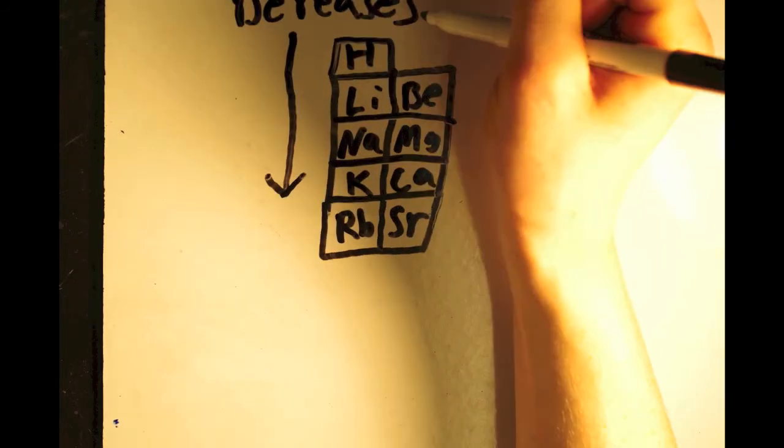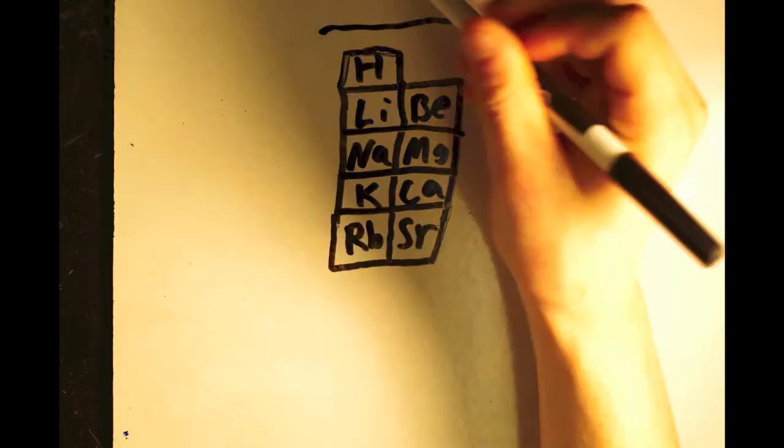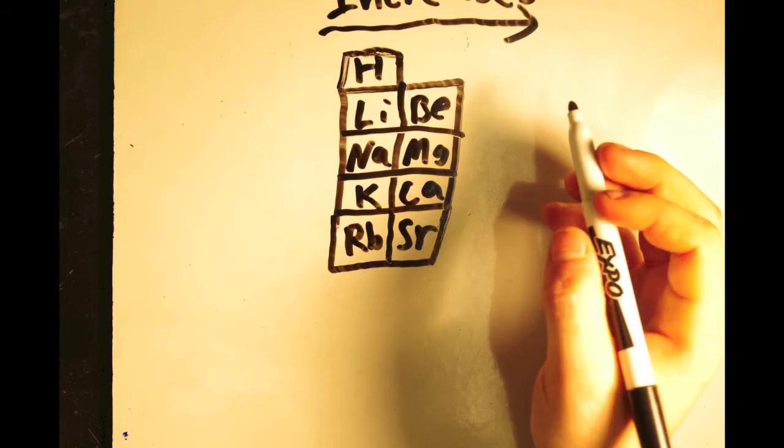Going up from down, the electronegativity decreases. Going across, left to right, the electronegativity increases.